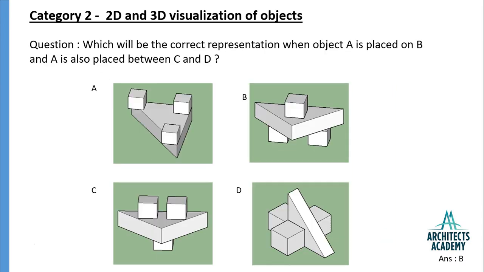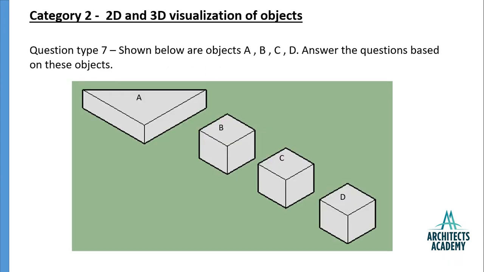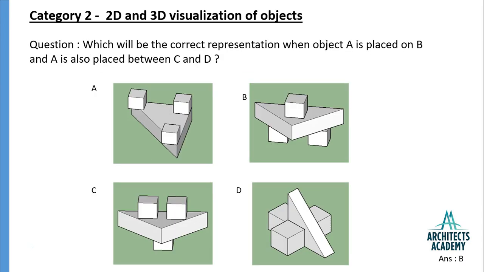The question asked is: which will be the correct representation when object A is placed on B and A is also placed between C and D. In this case, if you go back to the figure and try to memorize which is figure A, which is B, which is C and which is D, and if you come back to this question, you will understand that option B is the correct option.